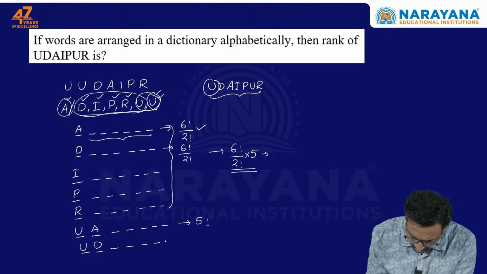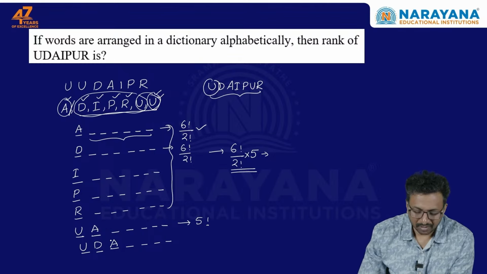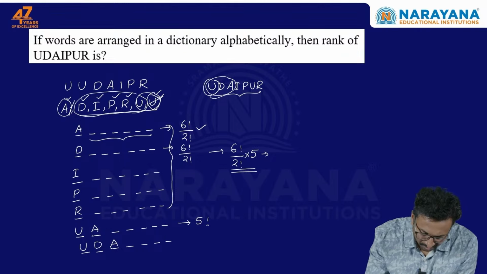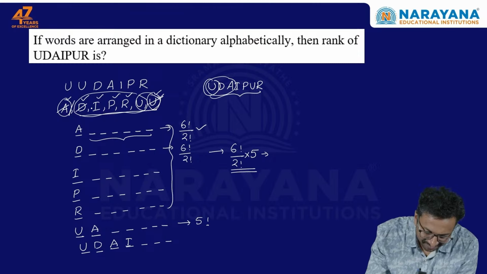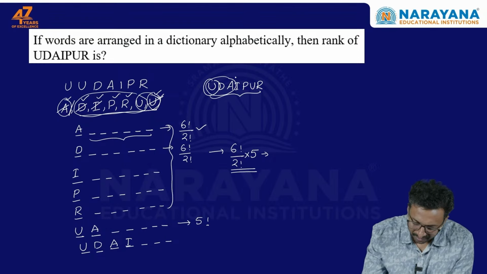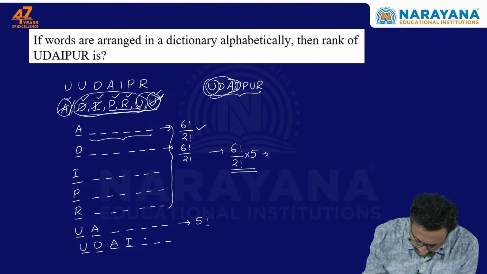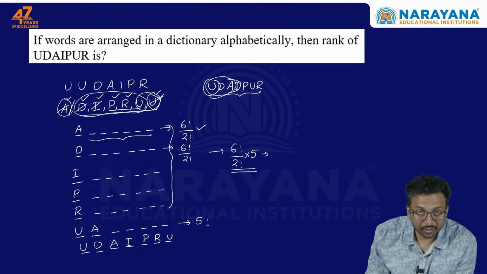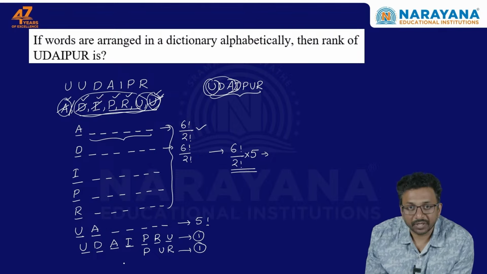Our Udaipur also is starting with UD. So among the words starting with UD, initially UDA words will come. Our Udaipur is also starting with UDA, right? So UDA, and in the alphabetical order, I is the first, UDAI. Then you have P, R, U as one word. This is the first word starting with UDAI, and the second word is PUR, right? So this is one word, and Udaipur is the next word.